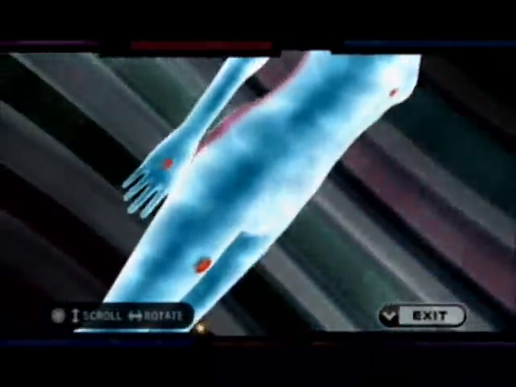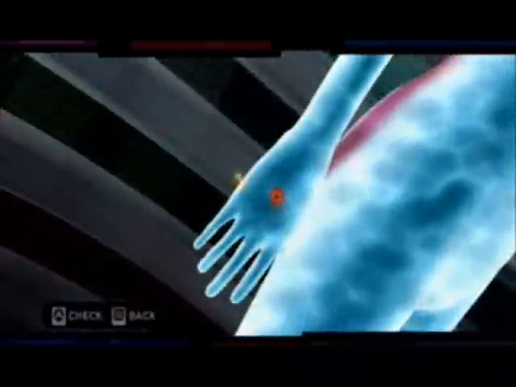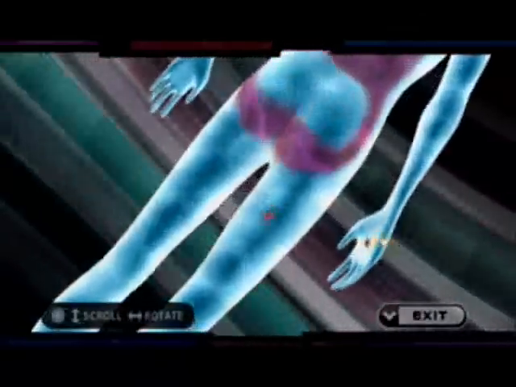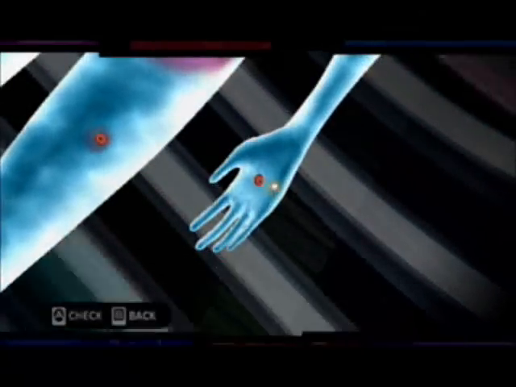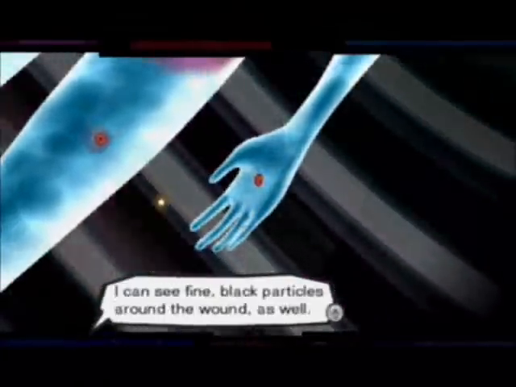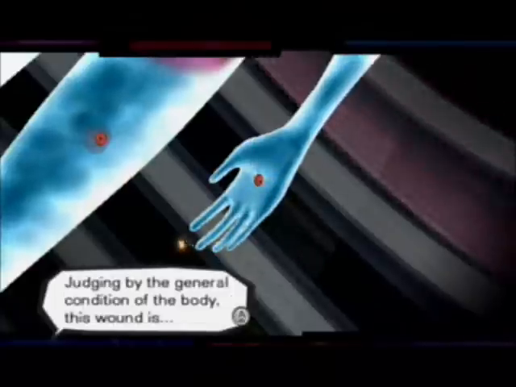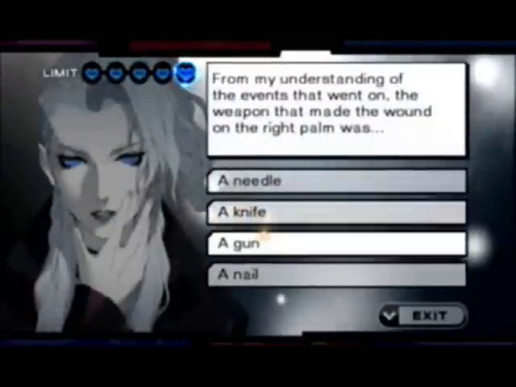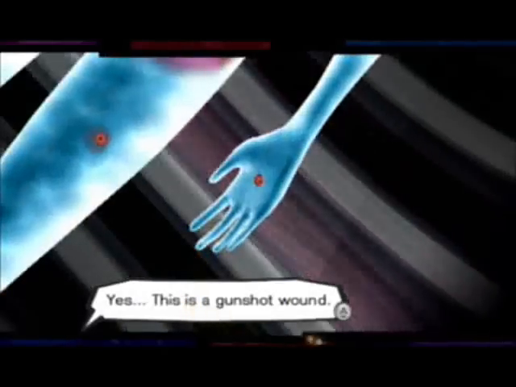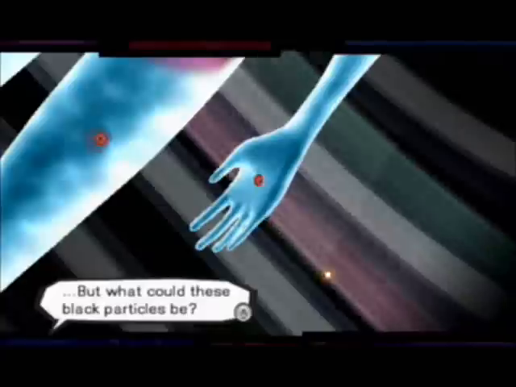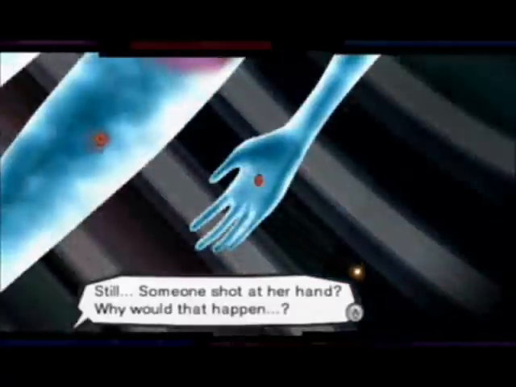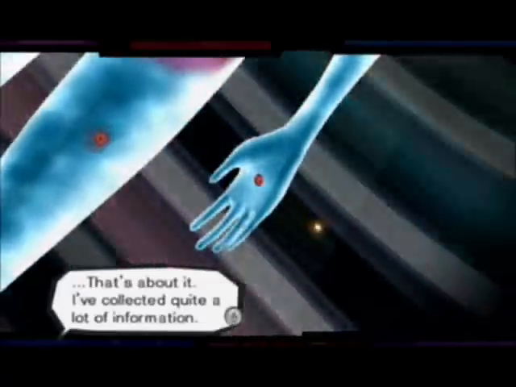There's another one on her hand? So she was shot here, too? This is severe. Something's gone completely through the right palm. I can see fine black particles around the wound as well. Judging by the general condition of the body, this wound is... It's a gunshot wound. Yes, this is a gunshot wound. But what could these black particles be? Still, someone shot at her hand? Why would that happen?